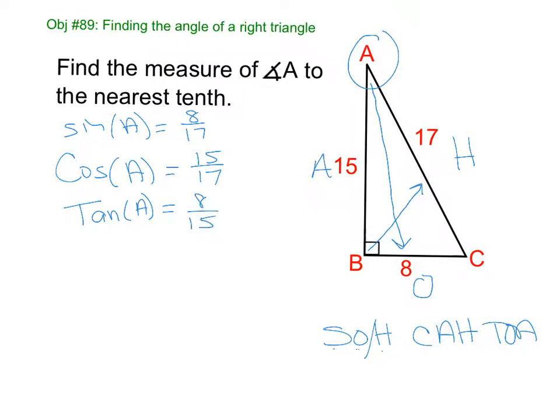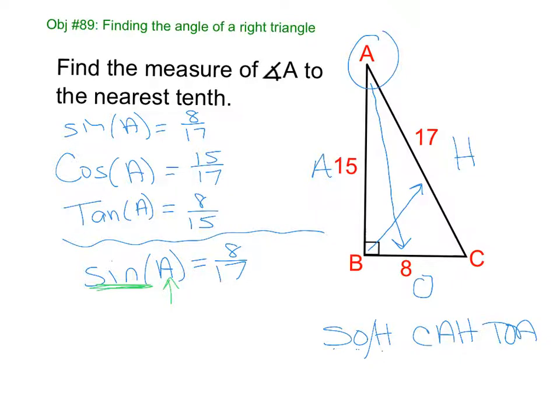Okay, so now to find A, we're just going to pick one. I'm going to use sine, right? So sine of A equals 8 over 17. So focus on this right now. We want to solve for A, right? We want to get at that A. But see how it's stuck inside a sine? So we have to do the inverse of sine.